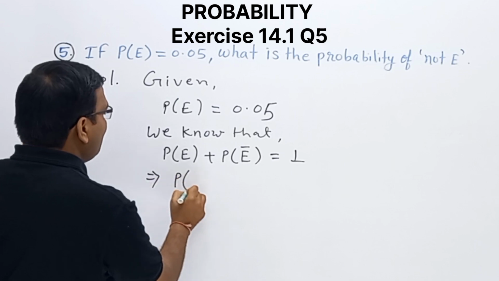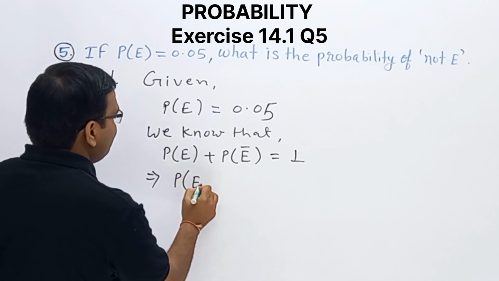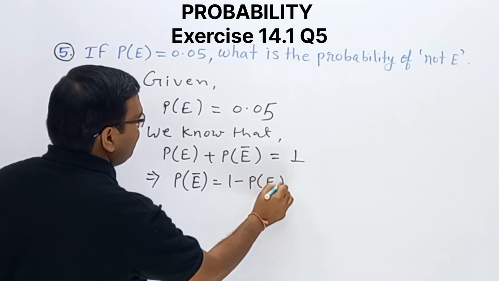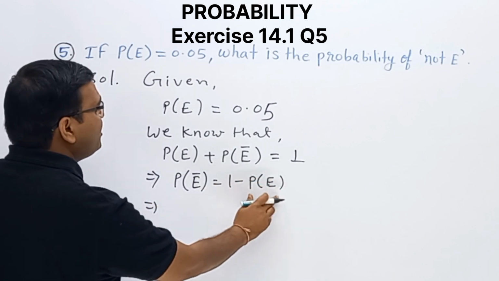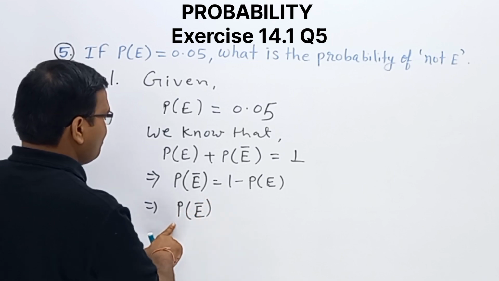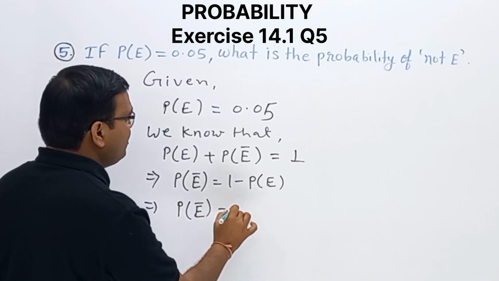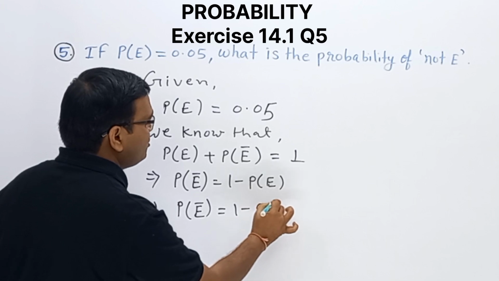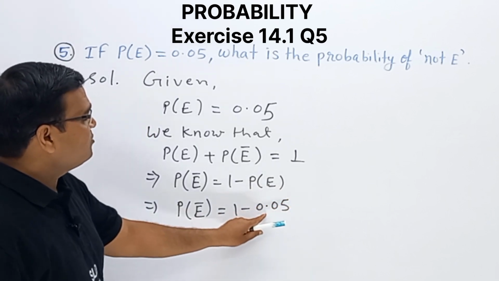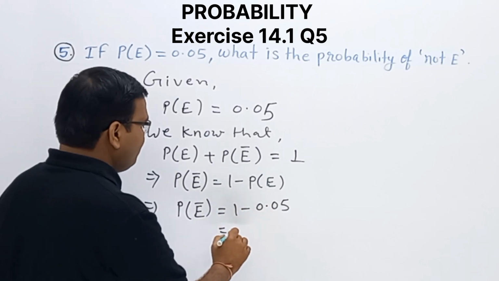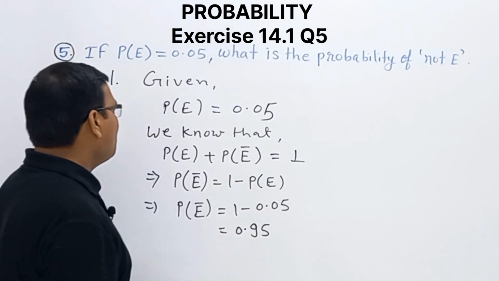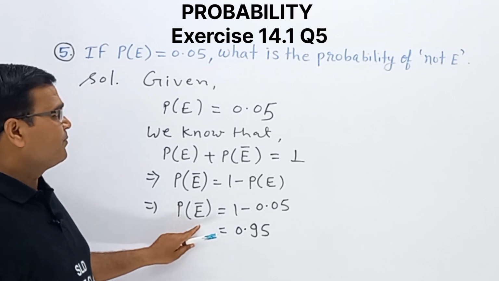We want this one, and we have this thing. So the probability of not E will be 1 minus the probability of the event. Put the value of P(E), which we have in the question. So P(not E) will be 1 minus 0.05. Solve this one. Once we subtract 1 minus 0.05, we get 0.95. This is the probability of not E.